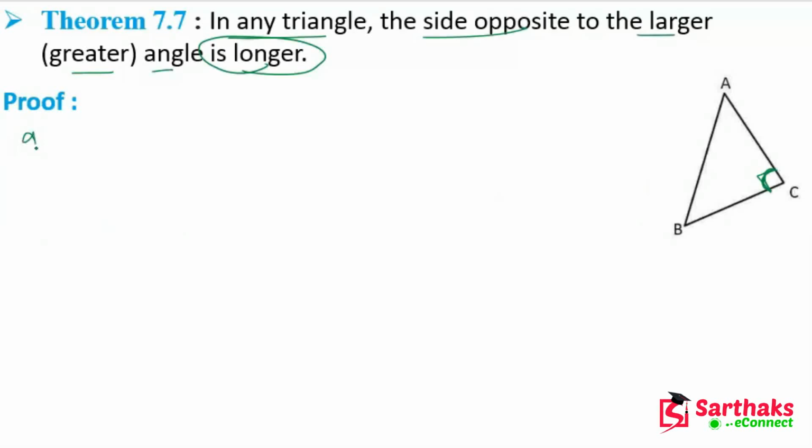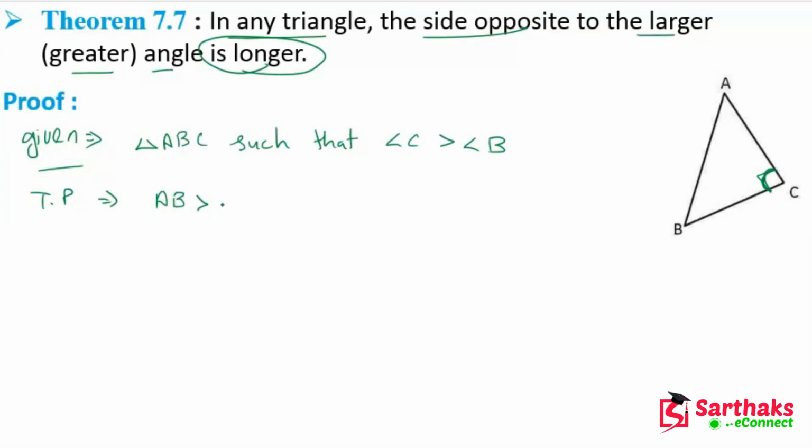So here we have the given as triangle ABC such that angle C is greater than angle B. We are taking angle C is greater than angle B, so we have to prove AB is greater than AC. Similarly, if we are taking angle C is greater than angle A, then we have to prove AB is greater than BC, my dear friends.